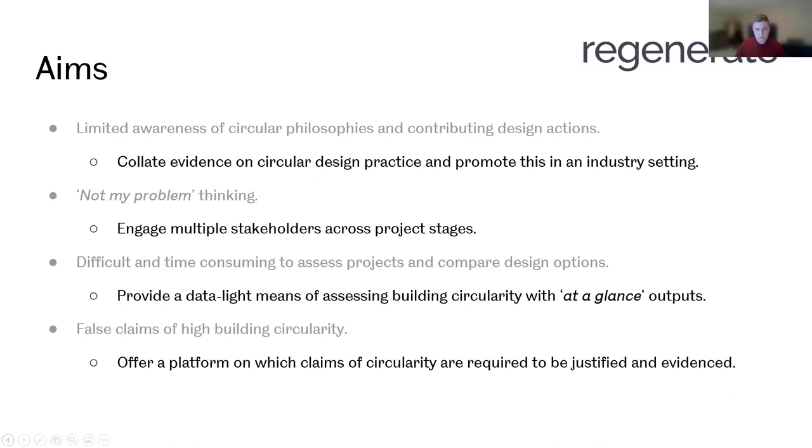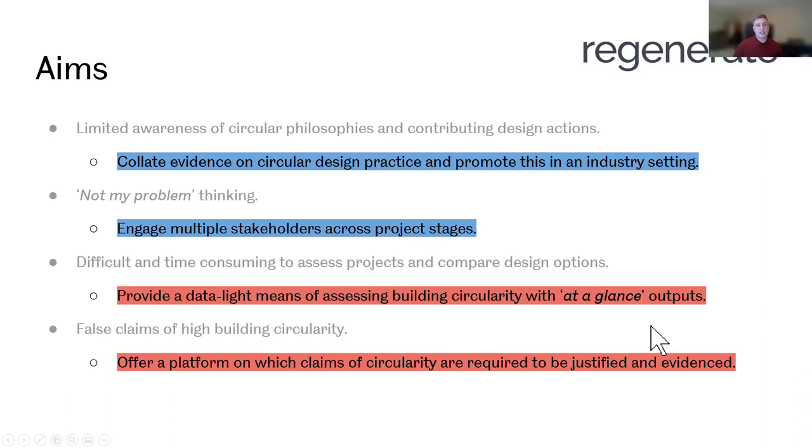These aims are reflected both in the title of this presentation and in the ethos of Regenerate, with the first two aims pretty much being to engage stakeholders and the last two aims being related to the assessment of existing buildings. So there is this duality in the aims of Regenerate and hopefully in the tool that we've developed.